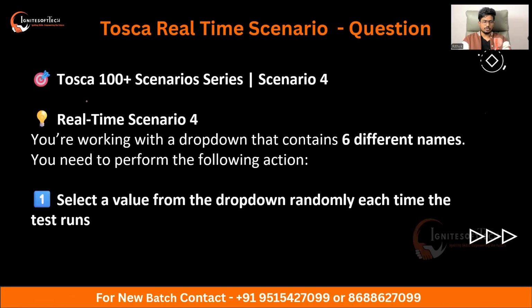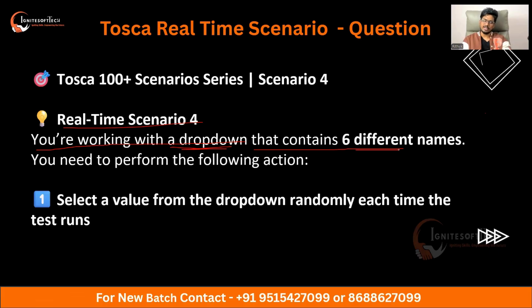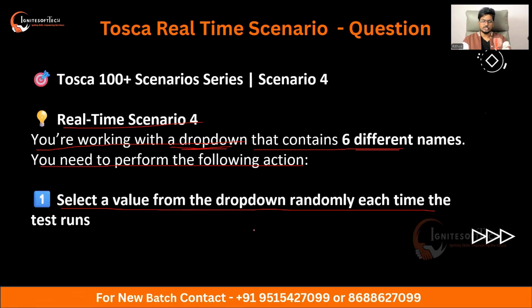Next, the fourth scenario is real-time scenario 4. You are working with a drop-down. This question is regarding a drop-down that contains six different names or values, or whatever it is. You need to perform the following action: select a value from the drop-down randomly each time the test runs.